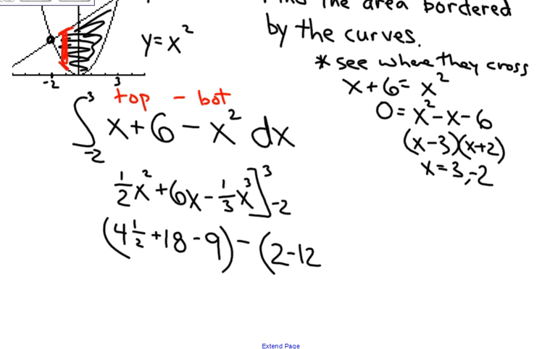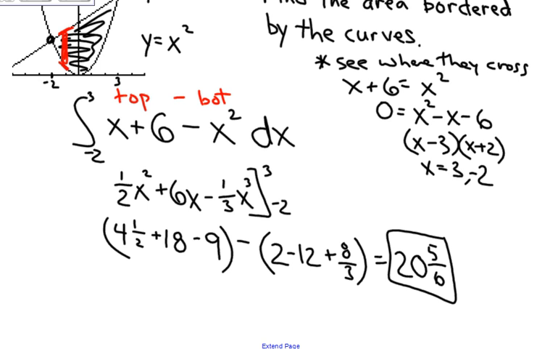So I don't necessarily have to do this for a ton of problems, but I definitely want to do it for some problems to make sure that I'm okay with it. So you might have to make common denominators or something, but you'll end up with 20 and 5/6.